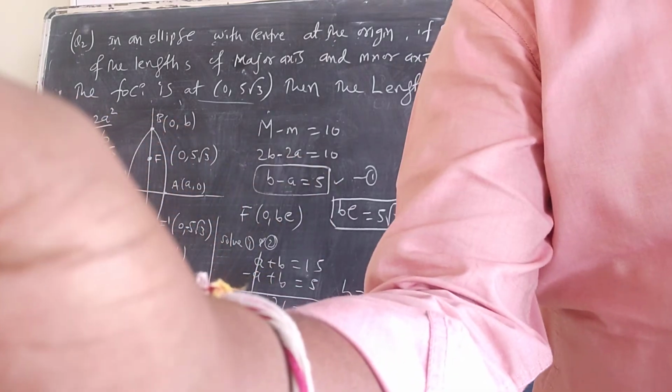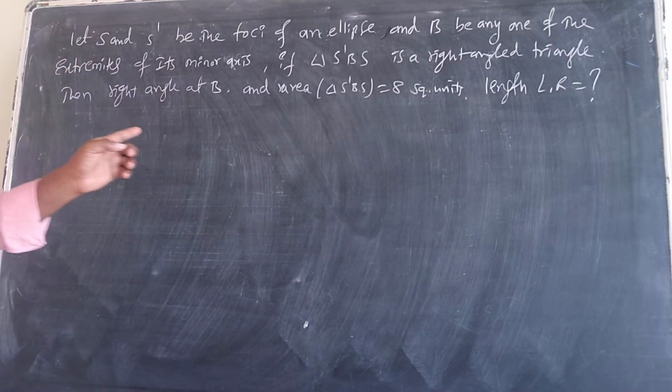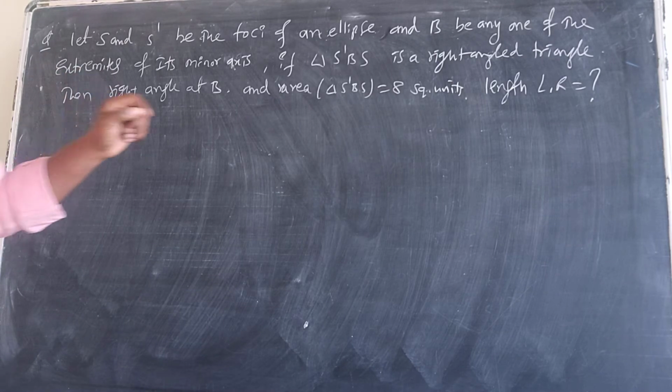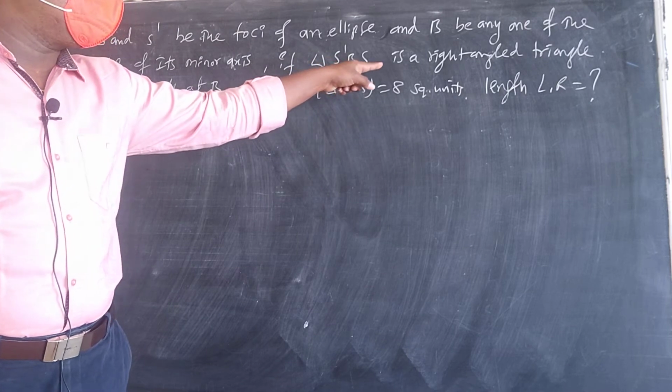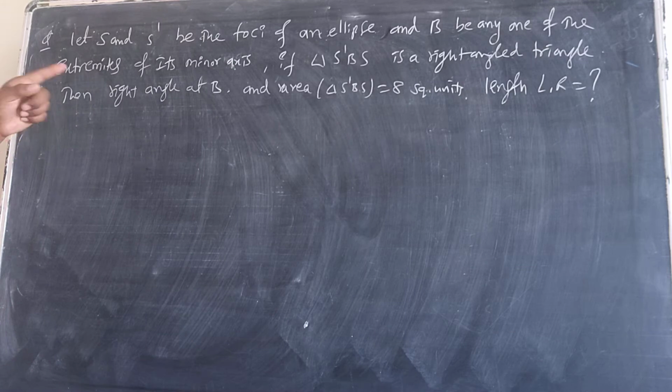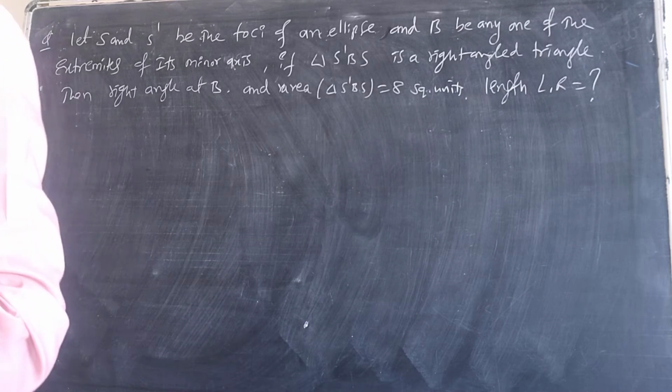Okay, understood? This is the next question which was asked in JEE 2019. Again, let S dash be the focus on the ellipse, and B be any point on the extremities of its minor axis. If triangle S dash BS is a right angle triangle, with right angle at B, and the area of triangle S dash BS is 8 square units, then the length of latus rectum is how much? That is what he is asking.